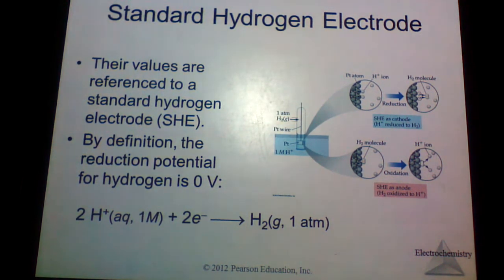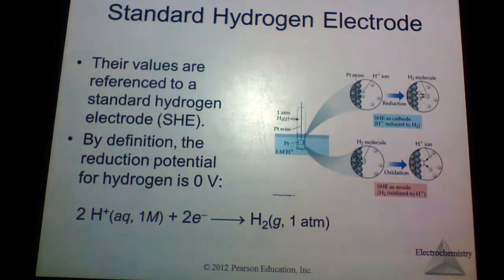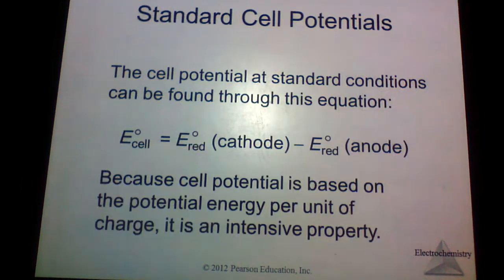Everything else, any other electrode that we've looked at, is done in comparison to what the SHE, the standard hydrogen electrode, can do. Ultimately, we just need to know that there's such a thing as a standard hydrogen electrode. It's called an SHE, and that means that it can act as a cathode, where hydrogen ion is reduced to hydrogen gas, or it could act as an anode, where hydrogen gas is oxidized to hydrogen ion.